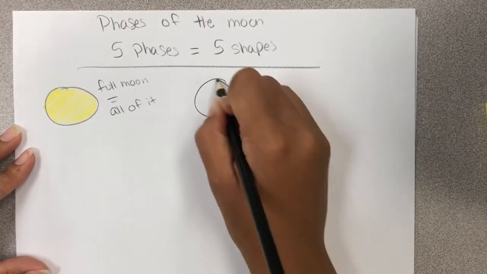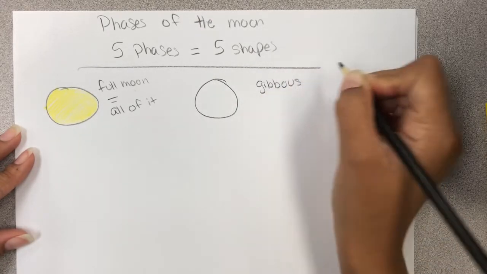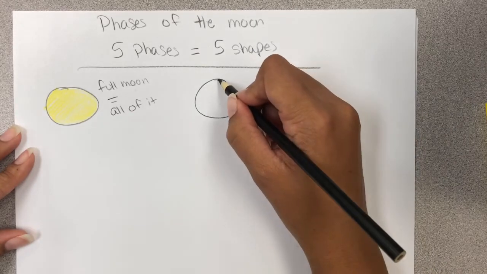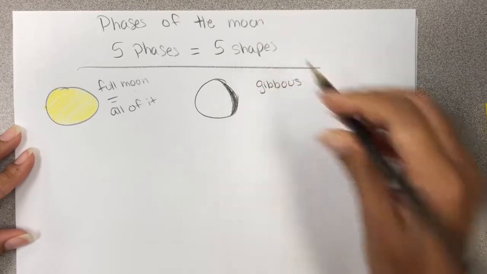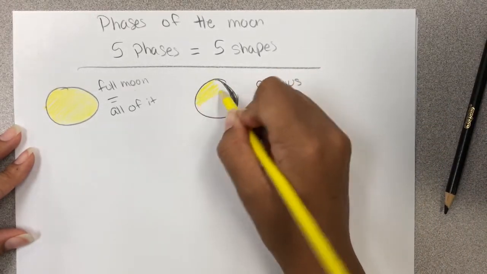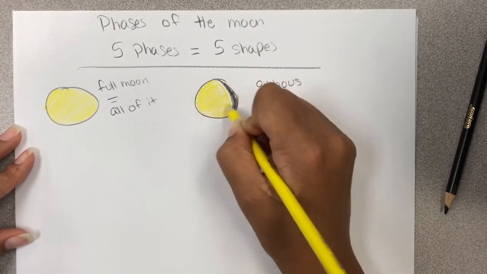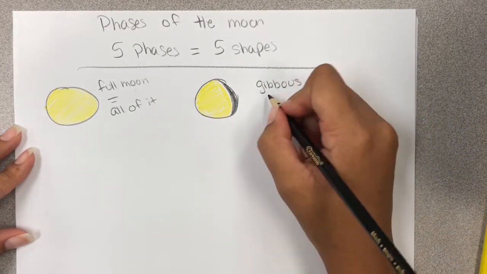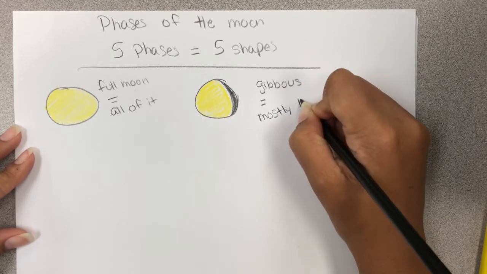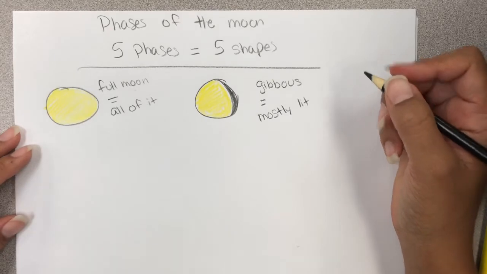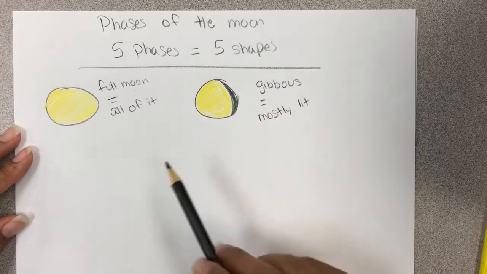The next phase that we have is called a gibbous moon. And that means that we can see most of it. So let me color it in. When we can see most of the moon, not all of it, that would not be a full moon. But if we can see most of the moon, we call that a gibbous moon, mostly lit. Not lit like the way you teenagers use the word lit, but lit like illuminated. When we can see most of the moon, we call that a gibbous moon.